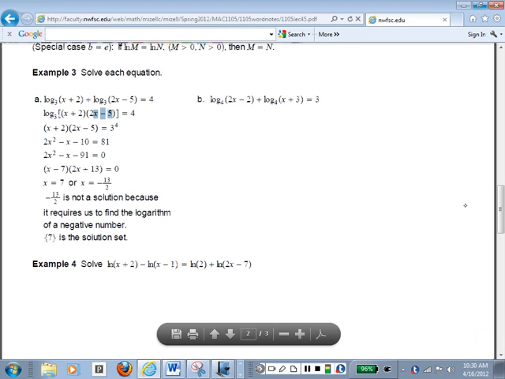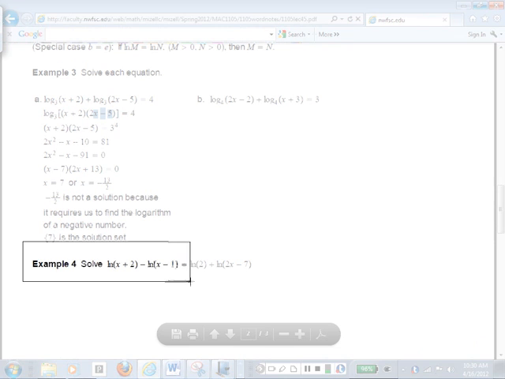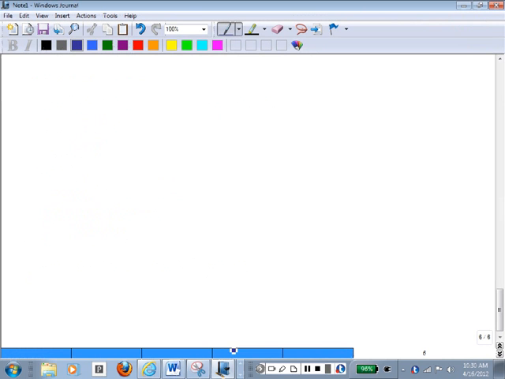Next logarithmic equation. Example 4. Natural log of x plus 2 minus natural log of x minus 1 equals natural log of 2 plus natural log of 2x minus 7. So there are more logs, but there's nothing other than the logs. There's not a constant term out there.